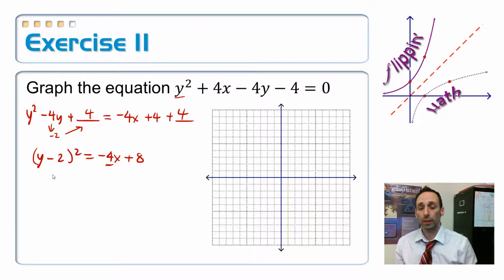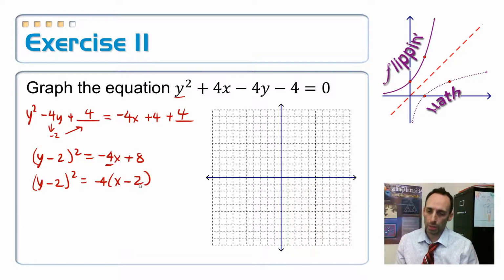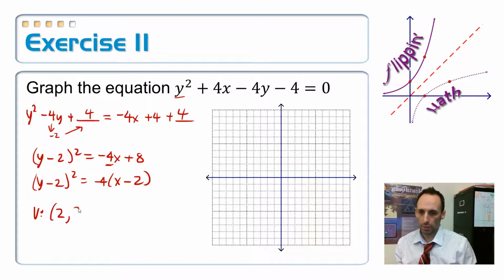Factor out this negative 4 here. Y minus 2 squared is equal to negative 4 times x minus 2. Had to change the sign there because I really factored out a negative 4 from that. So putting all this together, I need a couple of points. I need a vertex point, first of all. So my vertex, switch these two because my x is with my x. So that's a positive 2, positive 2.